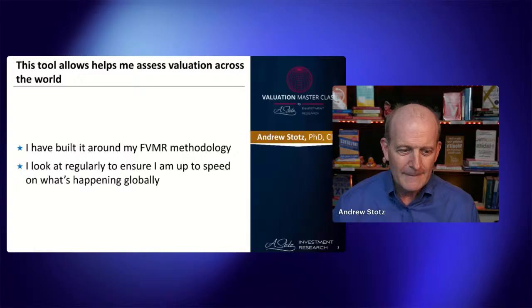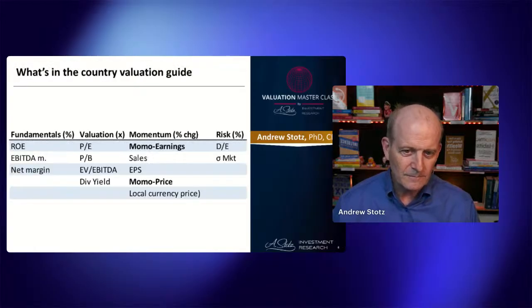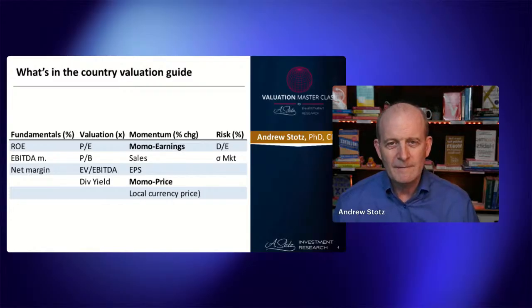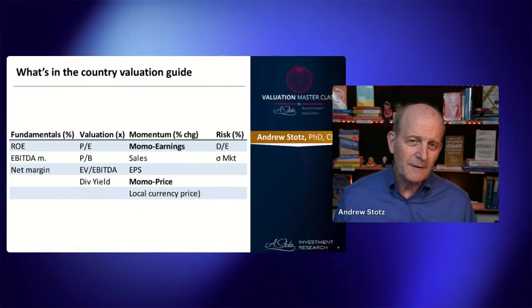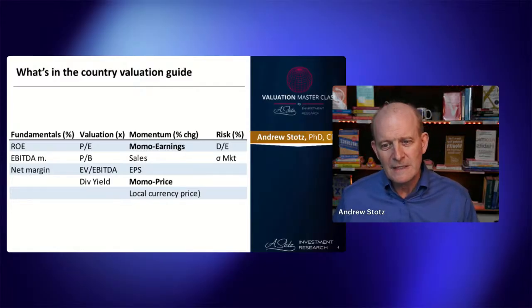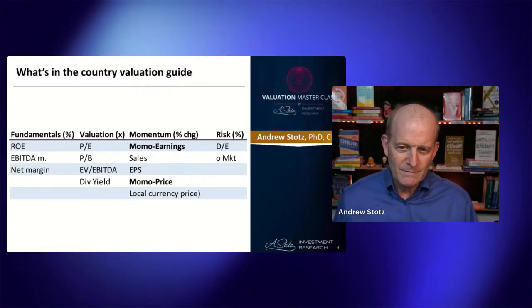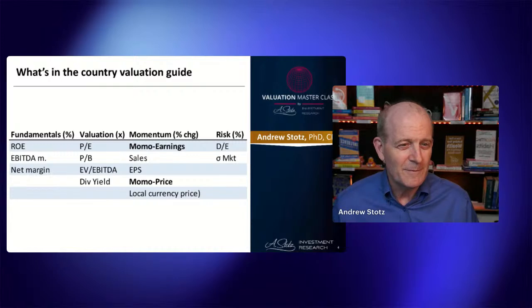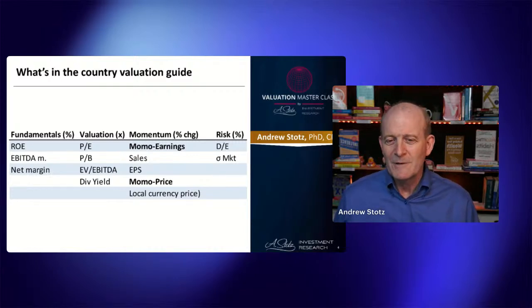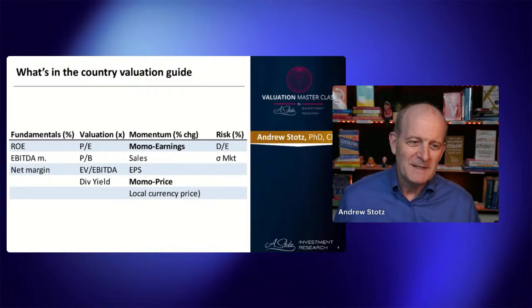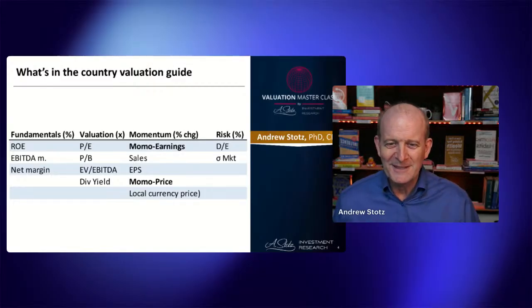So now let's go to the next section. In the table, you're going to see it broken down by FVMR. Under fundamentals, you're going to see the ROE, the EBITDA margin, and the net margin. EBITDA, you could say, is kind of operating margin, and net margin. Some people call EBITDA cash flow, but that's a whole other discussion.